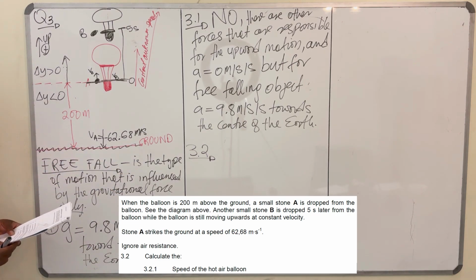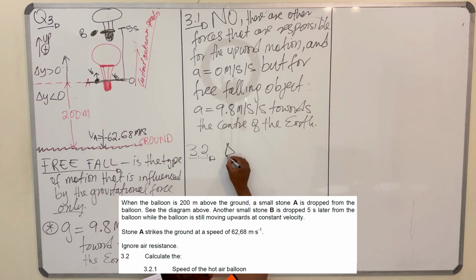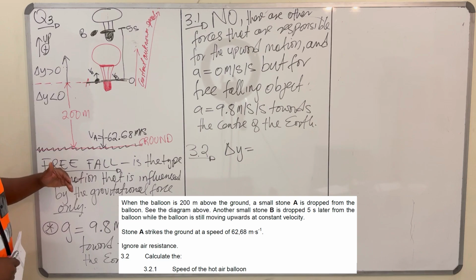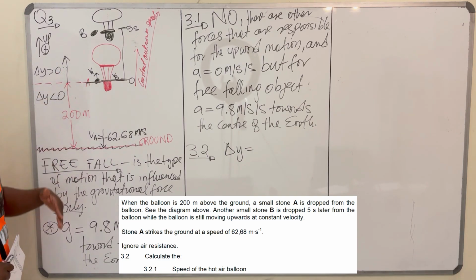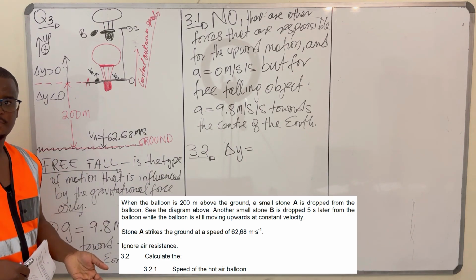So now, they wanted us to do what? They wanted us to calculate the speed of this thing. So what do we know? We know the displacement of the ball. Displacement is a change in position. So the ball was dropped here, right? So the change in position is the final position minus the initial position.